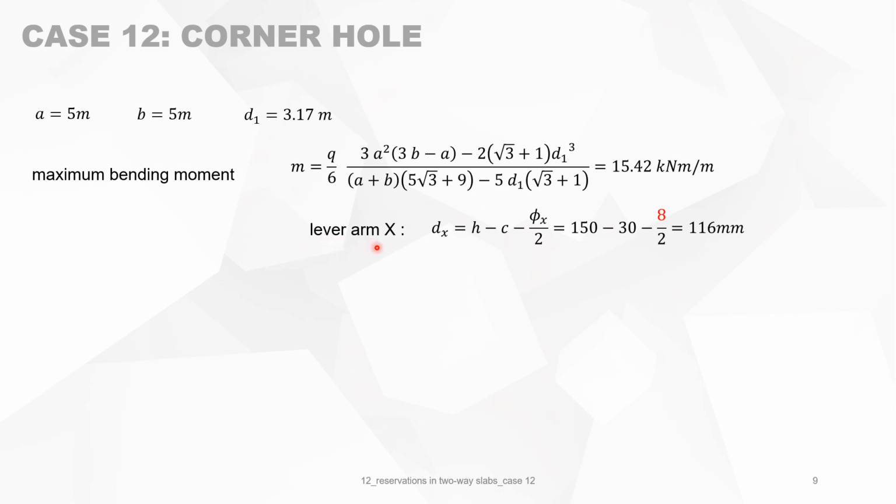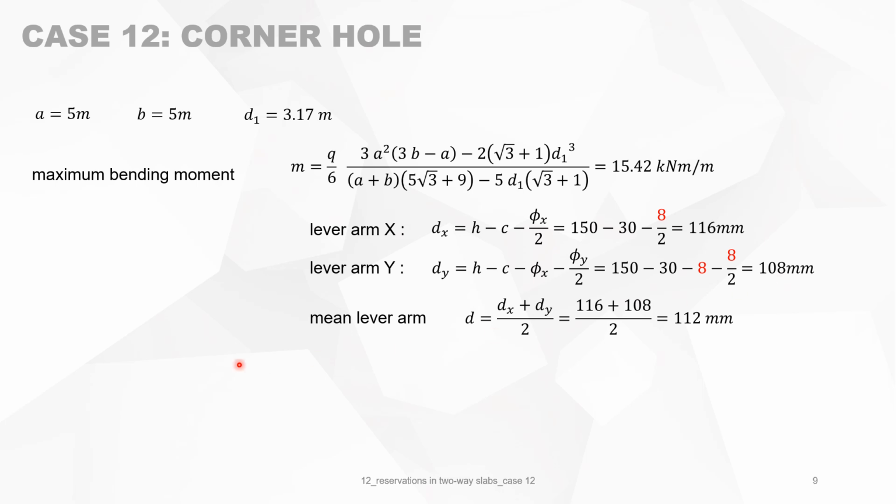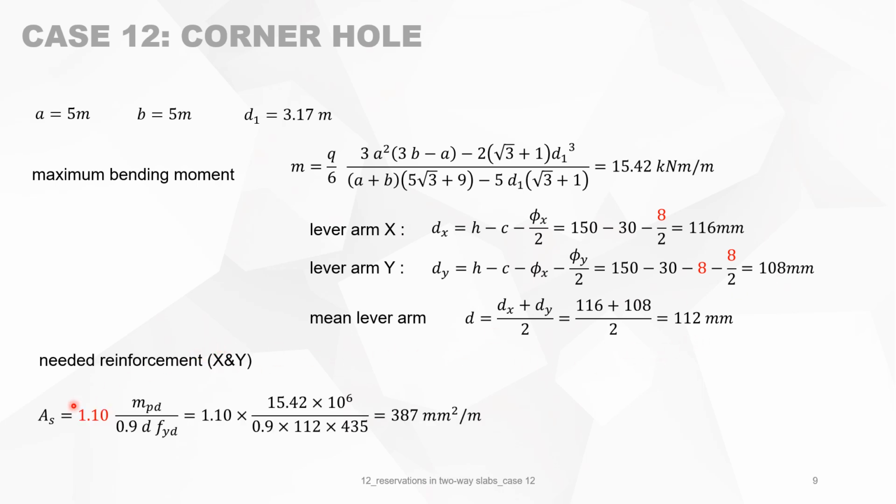The lever arm in X direction is 160 millimeters. In Y direction, 108. The mean lever arm is 112 millimeter. It means that the needed reinforcement is 1.1 times the maximum bending moment divided by 0.9 times 112 times the yield strength of the steel, which gives you 387 square millimeter per meter. This means 8 diameters, 8 will be okay, it's 402.